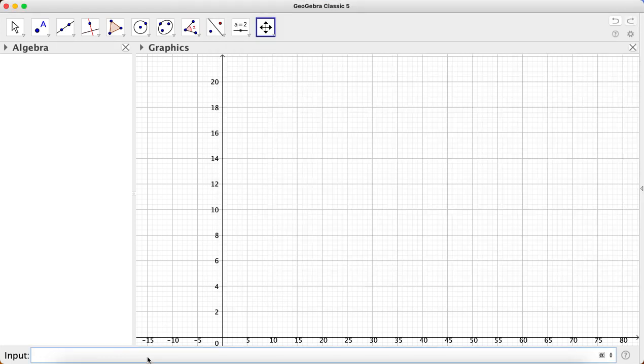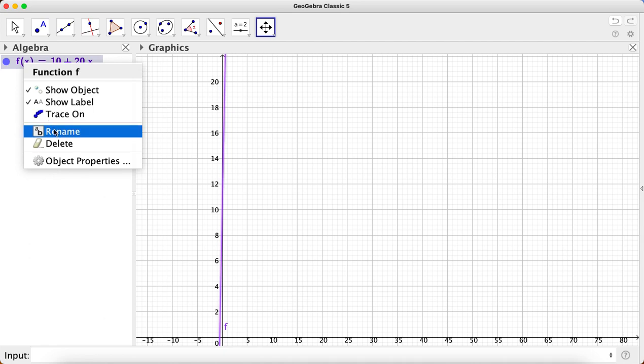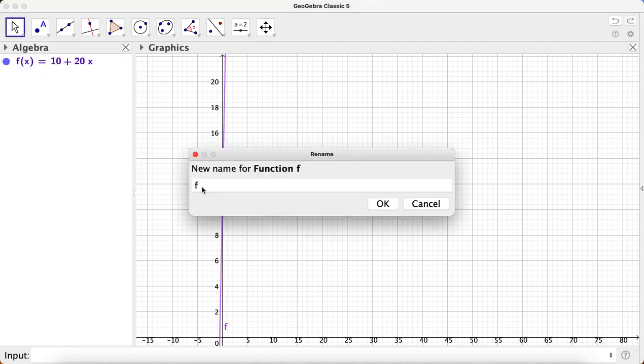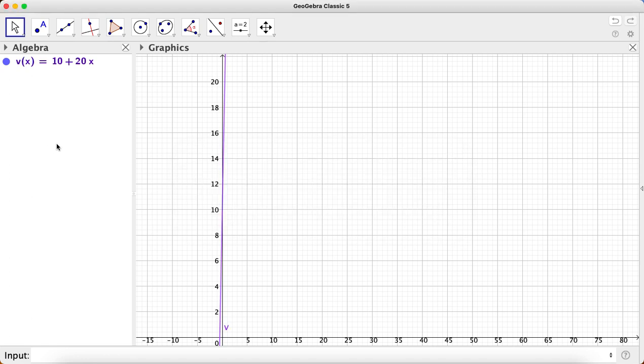So the volume is going to be 10 plus 20t, but I will write x because GeoGebra recognizes x as a variable. And then I'm going to rename it as V for volume. And then we have that line there.